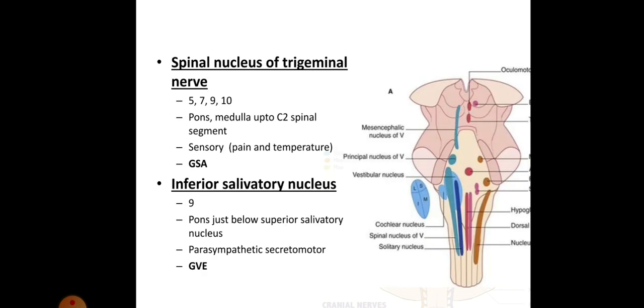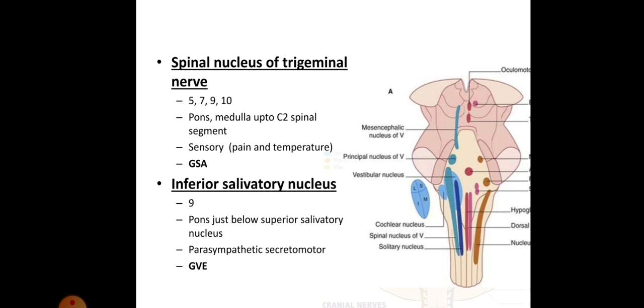So let us see the inferior salivatory nucleus first. It is located in the pons, closely related with the superior salivatory nucleus. Okay, this is exclusive for the ninth cranial nerve, and it carries parasympathetic secretomotor fibers. So what is the parasympathetic here? Which supplies the parotid gland. So the component is general visceral efferent.